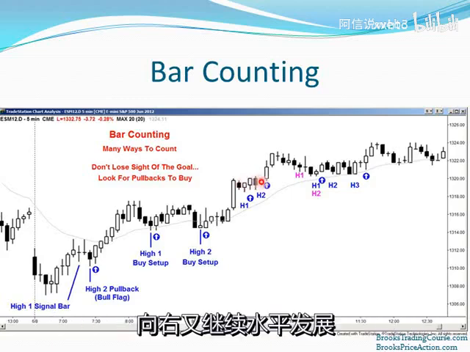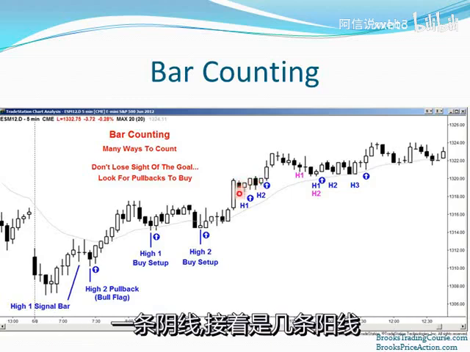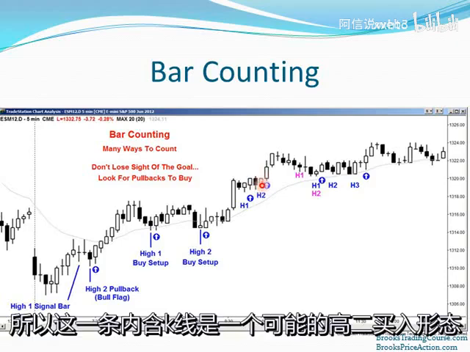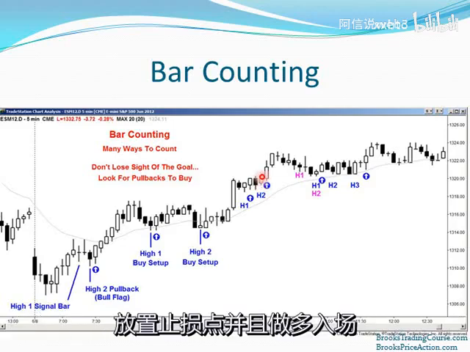It went sideways more, so here we have a sideways correction, a down bar, a couple bars up, another down bar. So that's 2 legs sideways to down. So this inside bar is a potential high 2 buy setup, and traders will place a buy stop 1 tick above its high to go long.